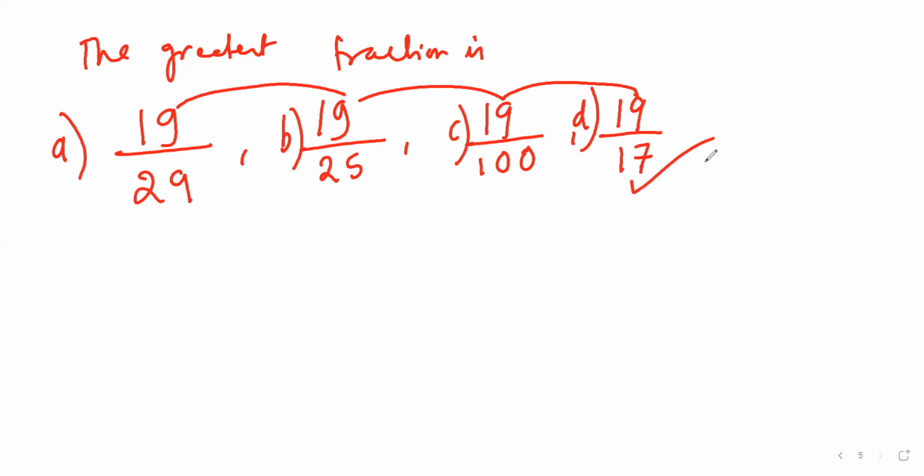It is option D, isn't it? When the numerators are the same, the smaller the denominator, the greater the fraction. It is 19 by 17. It's simple. What you say, a concept-based question. There's nothing to really calculate.